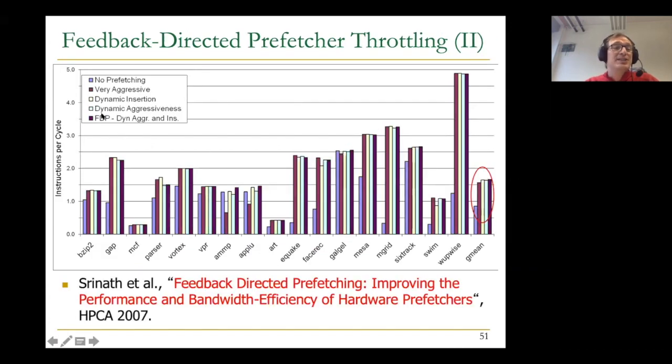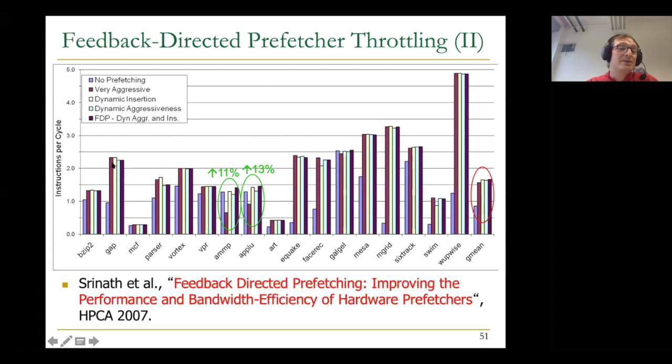If you actually do this dynamic aggressiveness and insertion, you gain even better performance compared to no prefetching and the very aggressive prefetching, which was the best. So these are the two bars. We gain even more, as you can see. And we curb those cases that lose a lot of performance. For example, these were losing a lot of performance with almost any prefetching. But now we gain performance with prefetching for these workloads by throttling the prefetcher accordingly.